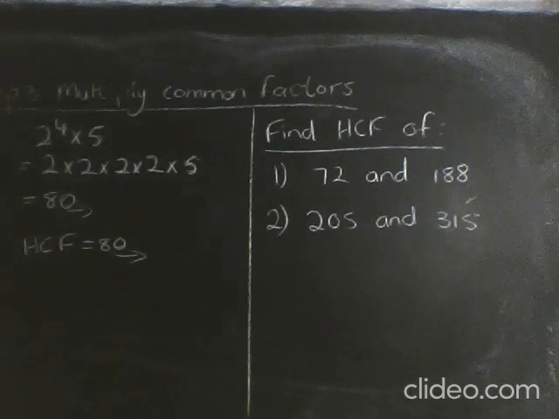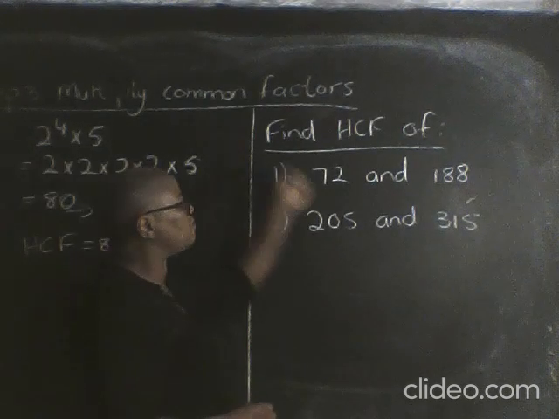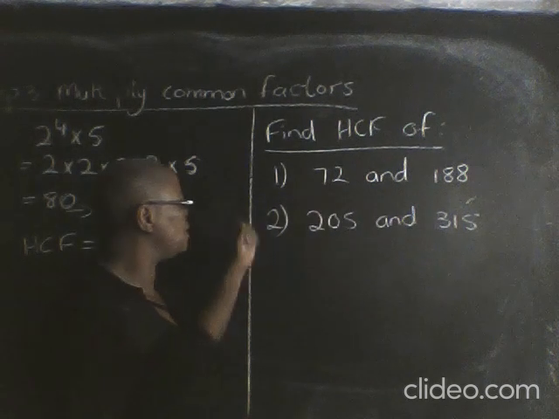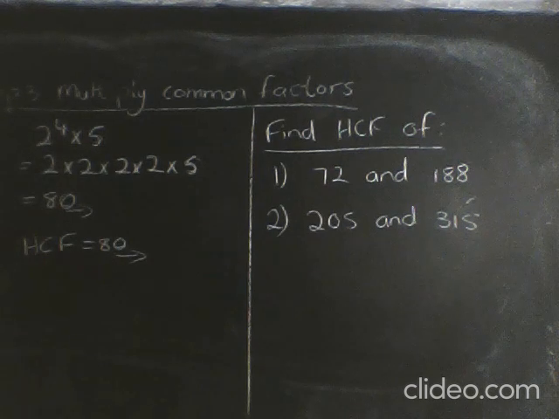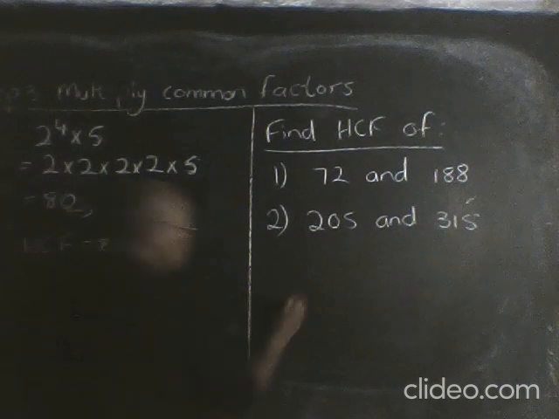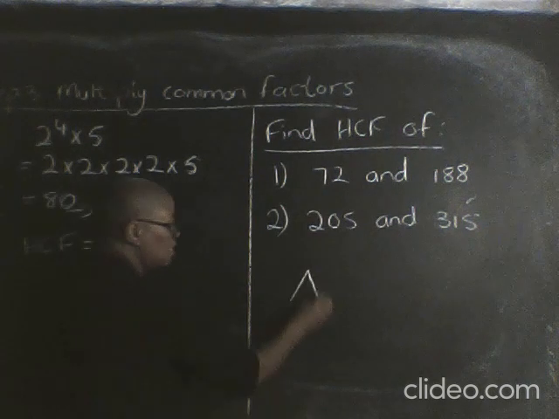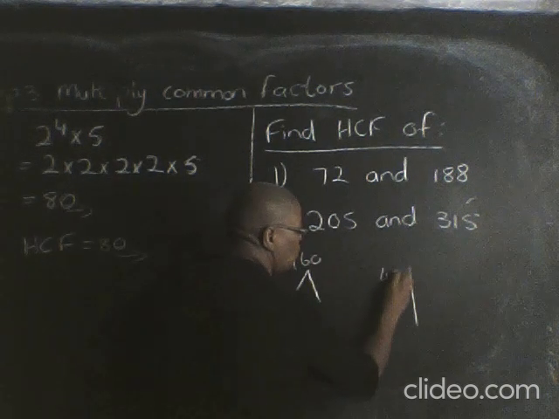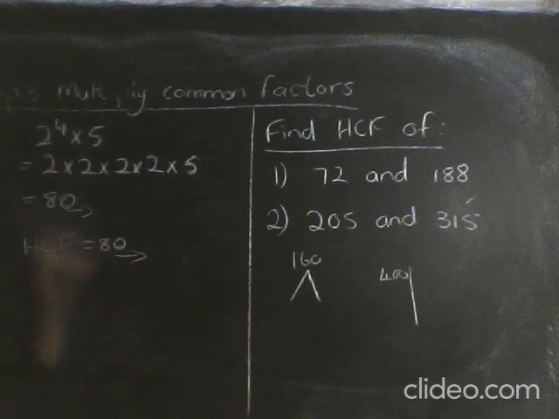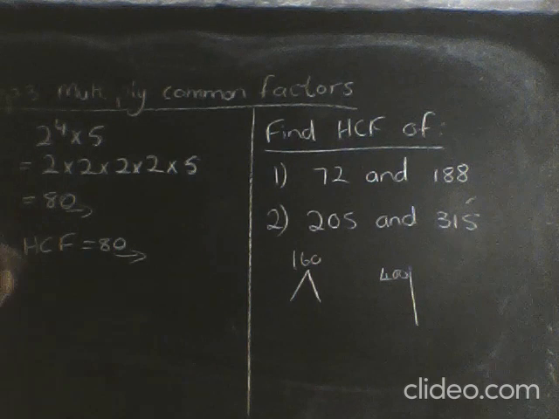Now, as promised, you will find the highest common factor of 72 and 188, and 205 and 315. You are going to either use the factor tree one, where we did 160 as prime factors, or you're going to do it the way I did the one of 400, whichever one you find easiest. You're going to follow the steps in how to do it, and then you are going to submit this work to me without fail.